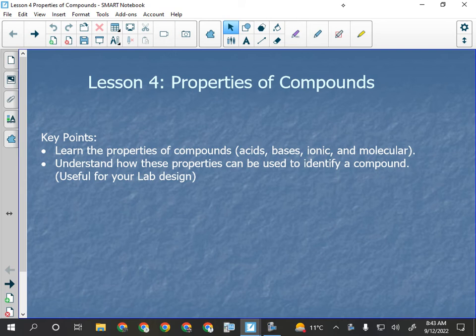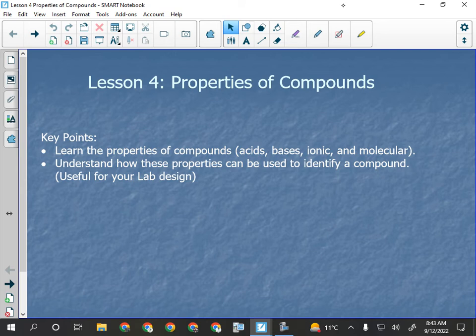Today we're going to go over properties of compounds and lab report expectations and format. Tomorrow we're going to do the pre-lab stuff for our lab that will happen on Wednesday. We will be in the lab on Wednesday, and the lab will be identifying unknown compounds from just their physical properties. So the stuff in this lesson on properties of compounds is what's going to help you identify the unknown compounds in our lab on Wednesday.